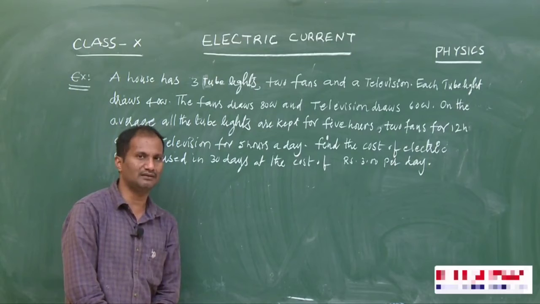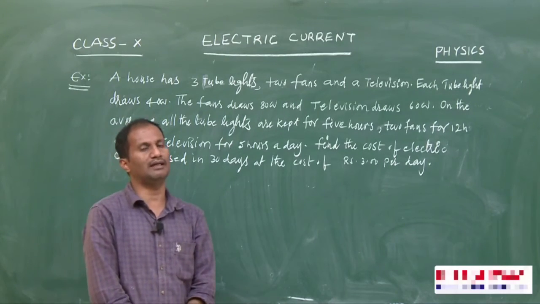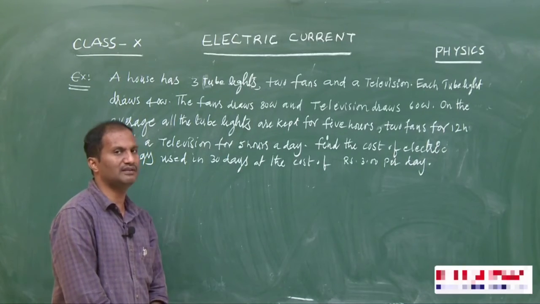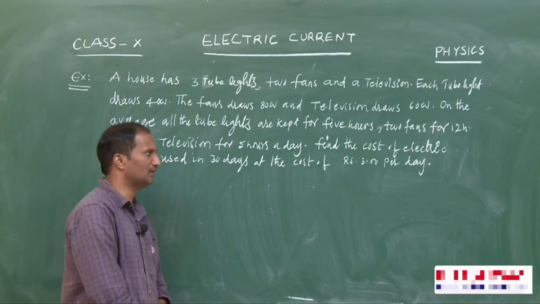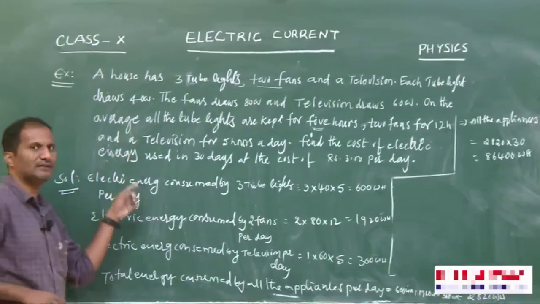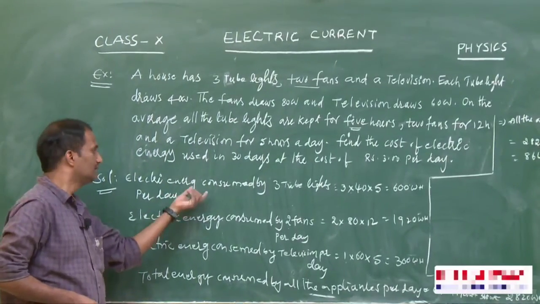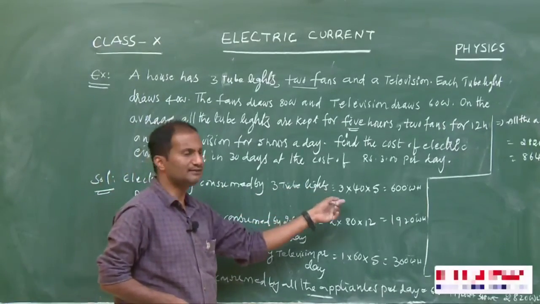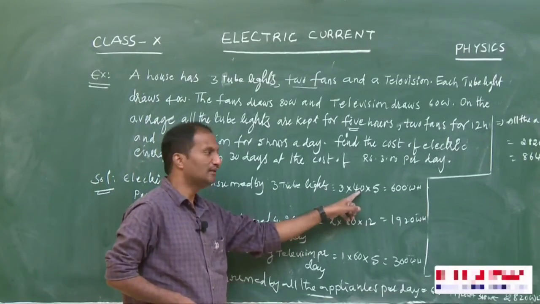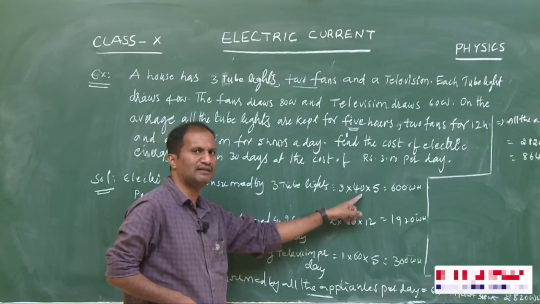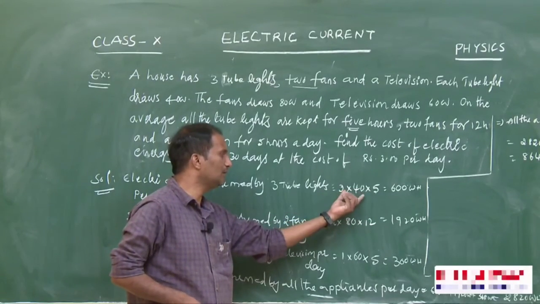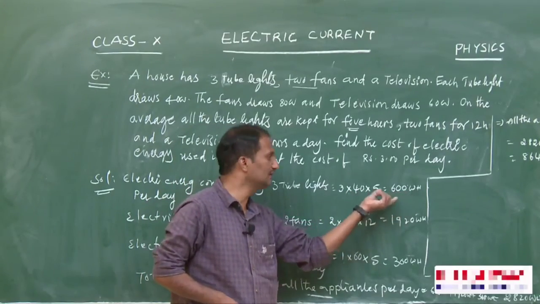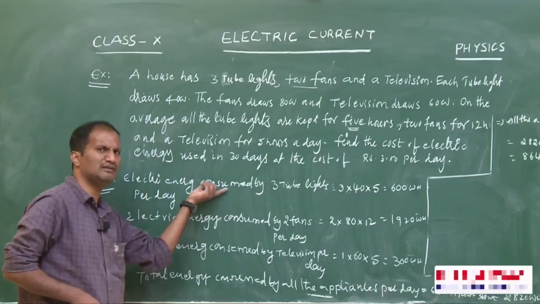Now we are going to calculate the amount of bill to be paid by the house owner per month after the end of the month, whatever might be the bill he will receive. Okay, now we are going to calculate the amount of electric energy consumed by 3 tube lights per day. We have 3 tube lights. Each tube light has a wattage of 40 and each is used on an average of 5 hours per day. So the total amount of energy consumed is 600 watt hours. That is what the 3 tube lights consume per day.